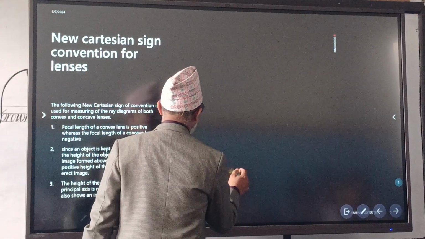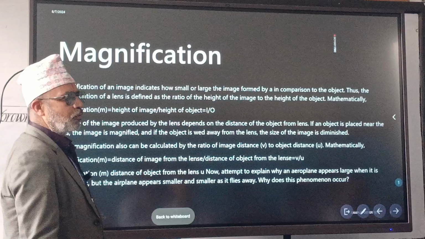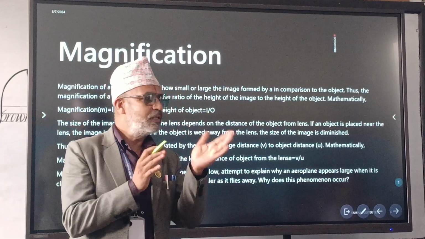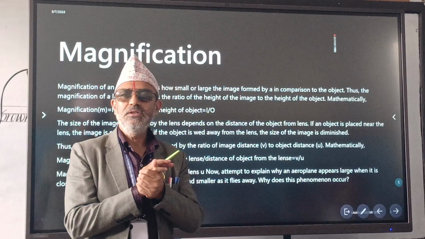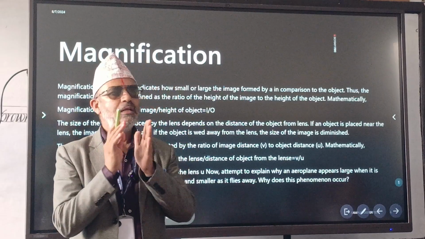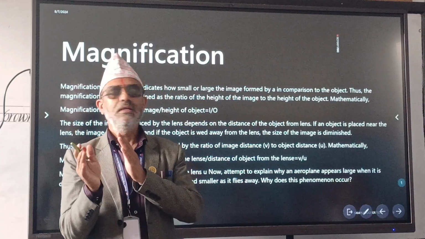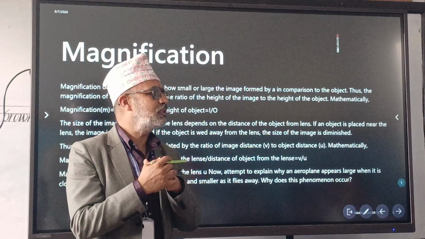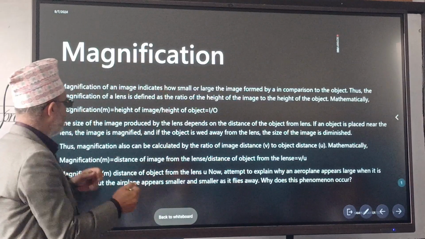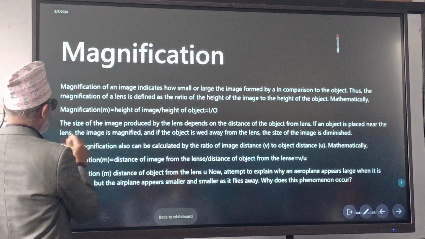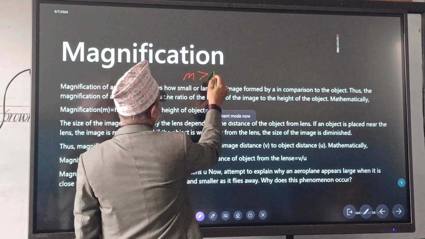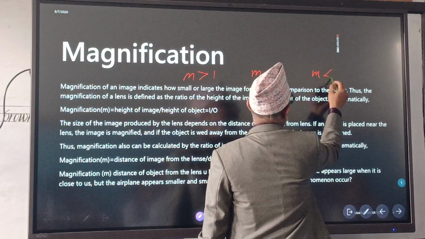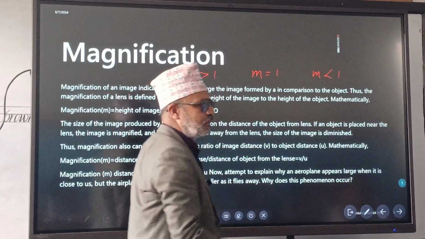Next one is your magnification. What is magnification? Magnification is the ratio of height of image to height of object, or ratio of object distance to image distance, or comparison of size of image. How big or small the size of the image is, right? For example, if I write magnification is greater than 1, or magnification is equal to 1, or magnification is less than 1. Three conditions are there. Right?